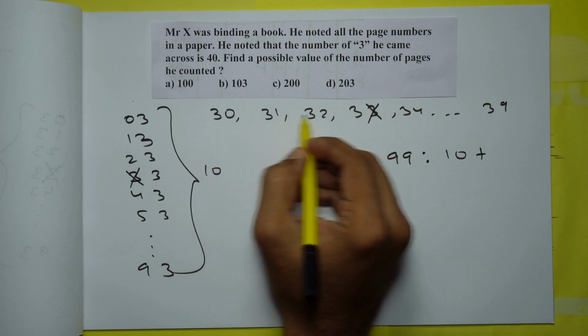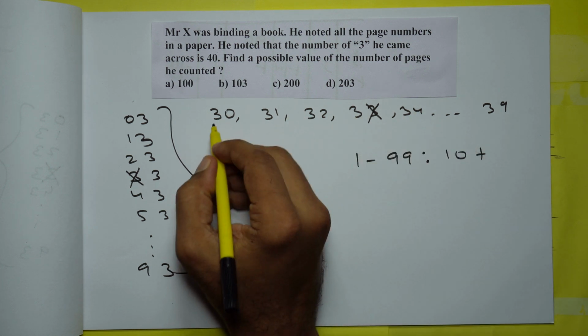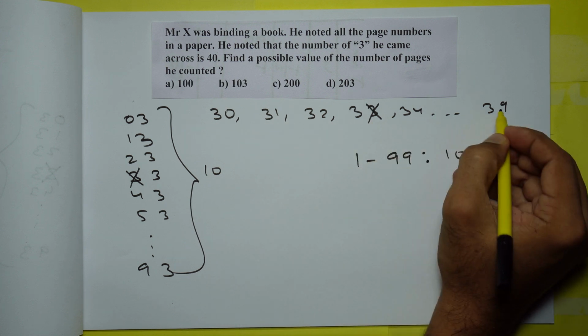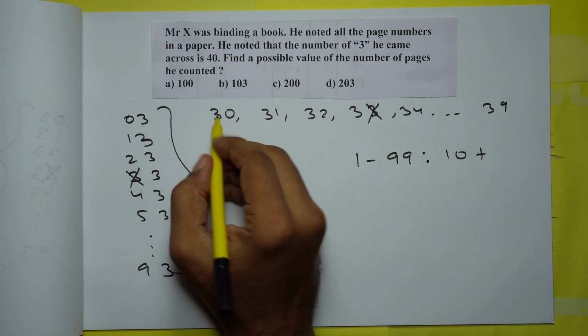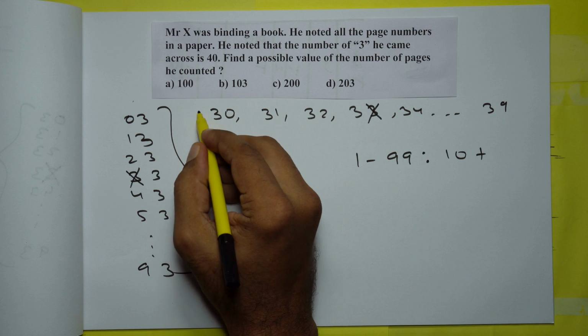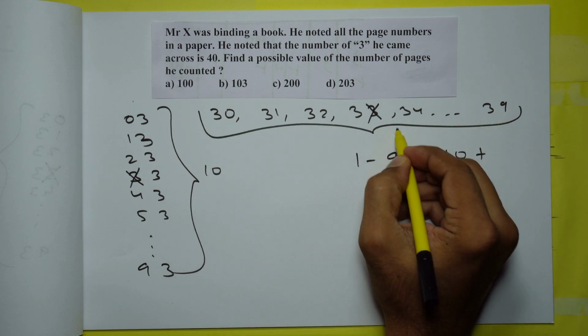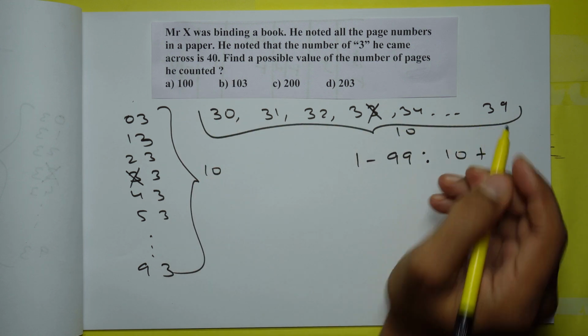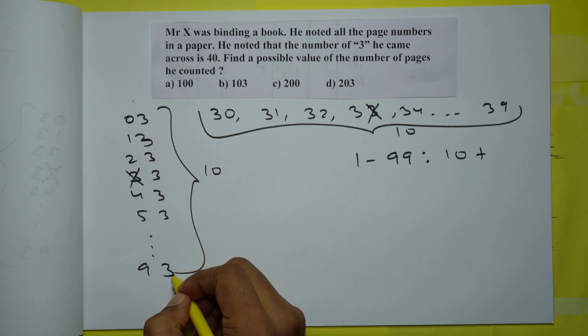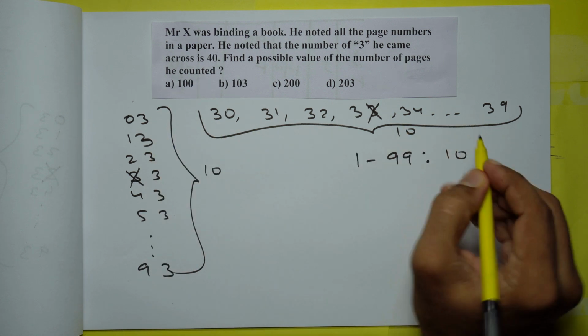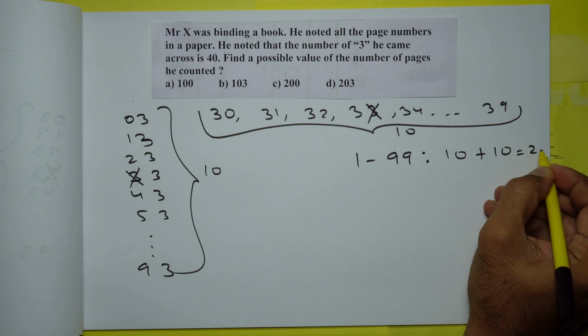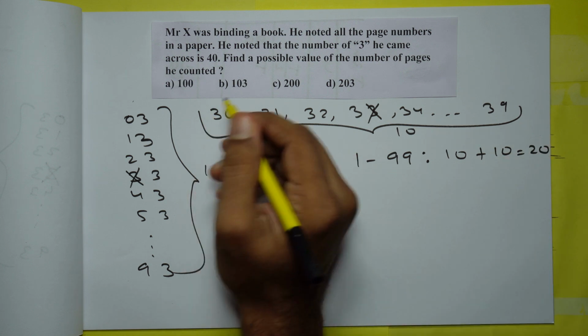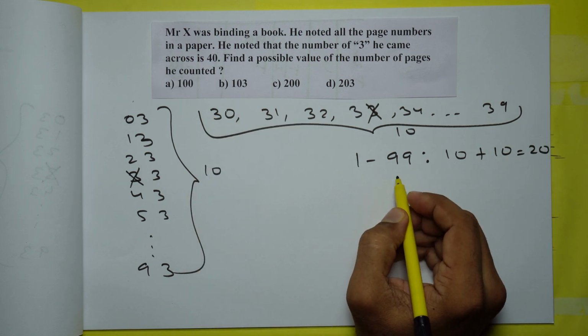We are just looking at the trees in the 10th place alone. That is 30, 31, 32, 33, so on up to 39. So 0 to 9 altogether there are 10 trees in the 10th place. So 10 trees in the units place and 10 trees in the 10th place. So 10 plus 10 altogether 20 trees are there from 1 to 99.